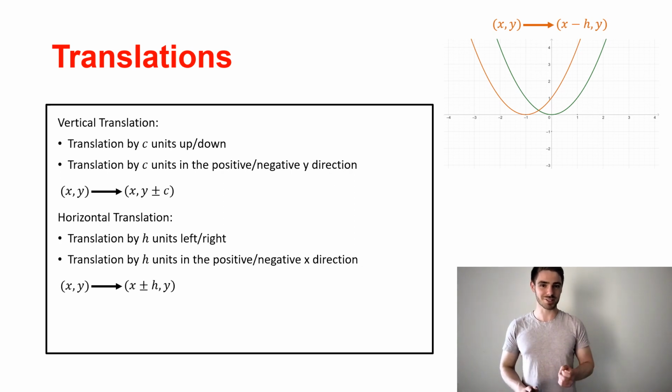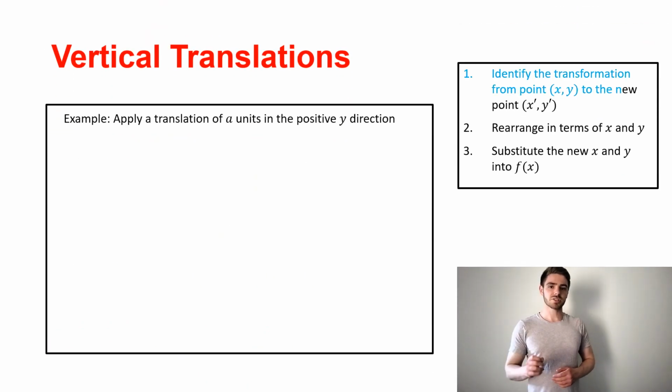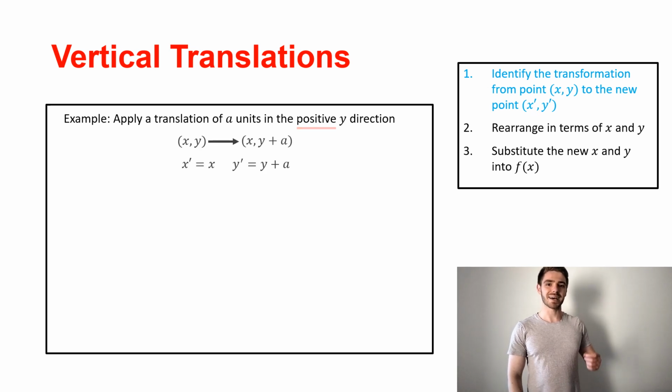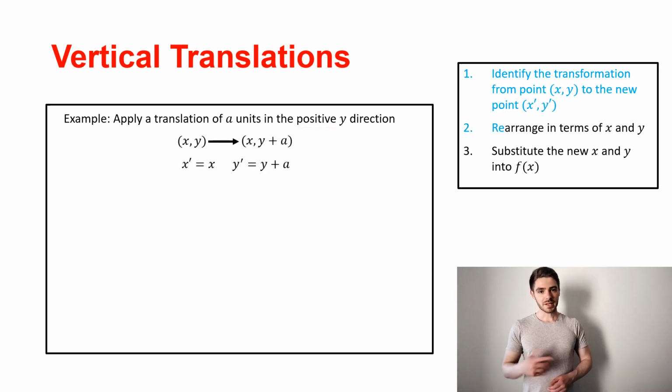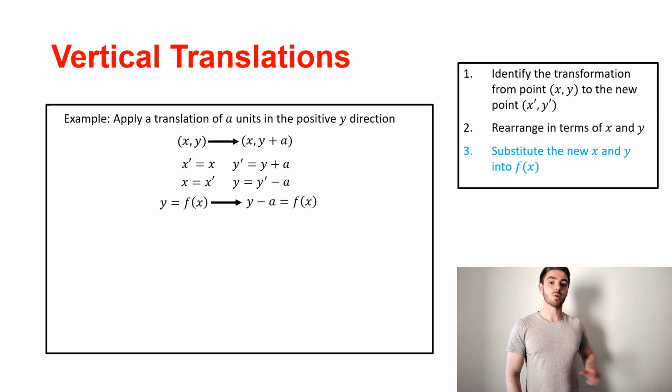Now, if you've been introduced to this topic before, I'm sure alarm bells just went off when I described the horizontal translation. I'll show you why that is using the process from before. First, we identify the transformation. In this example, we need to shift by a units up in the positive y direction, hence we're going to add a to the y value. Next, we're going to rearrange for x and y, and then finally substitute that back into y equals f of x, and once again, rearranging to get y on its own.